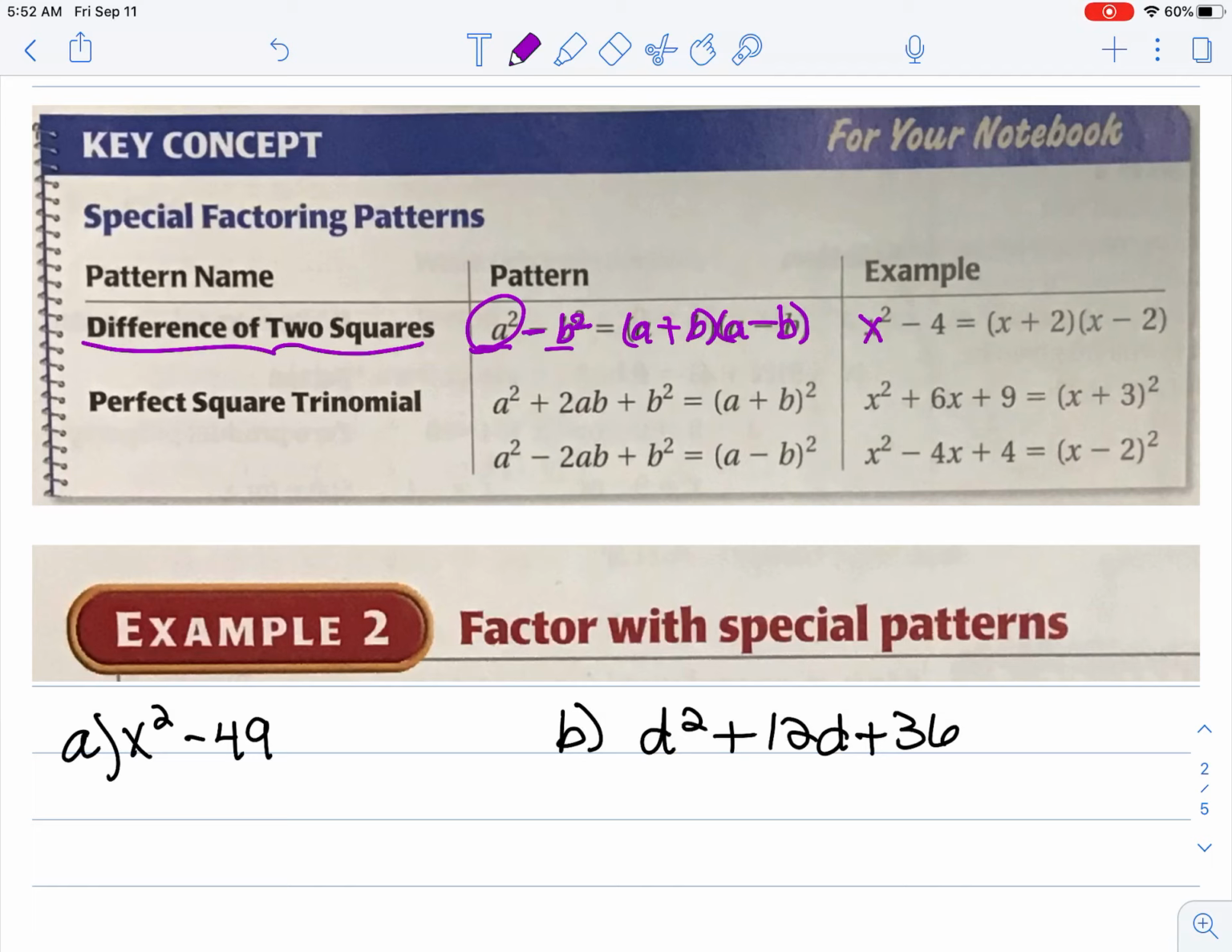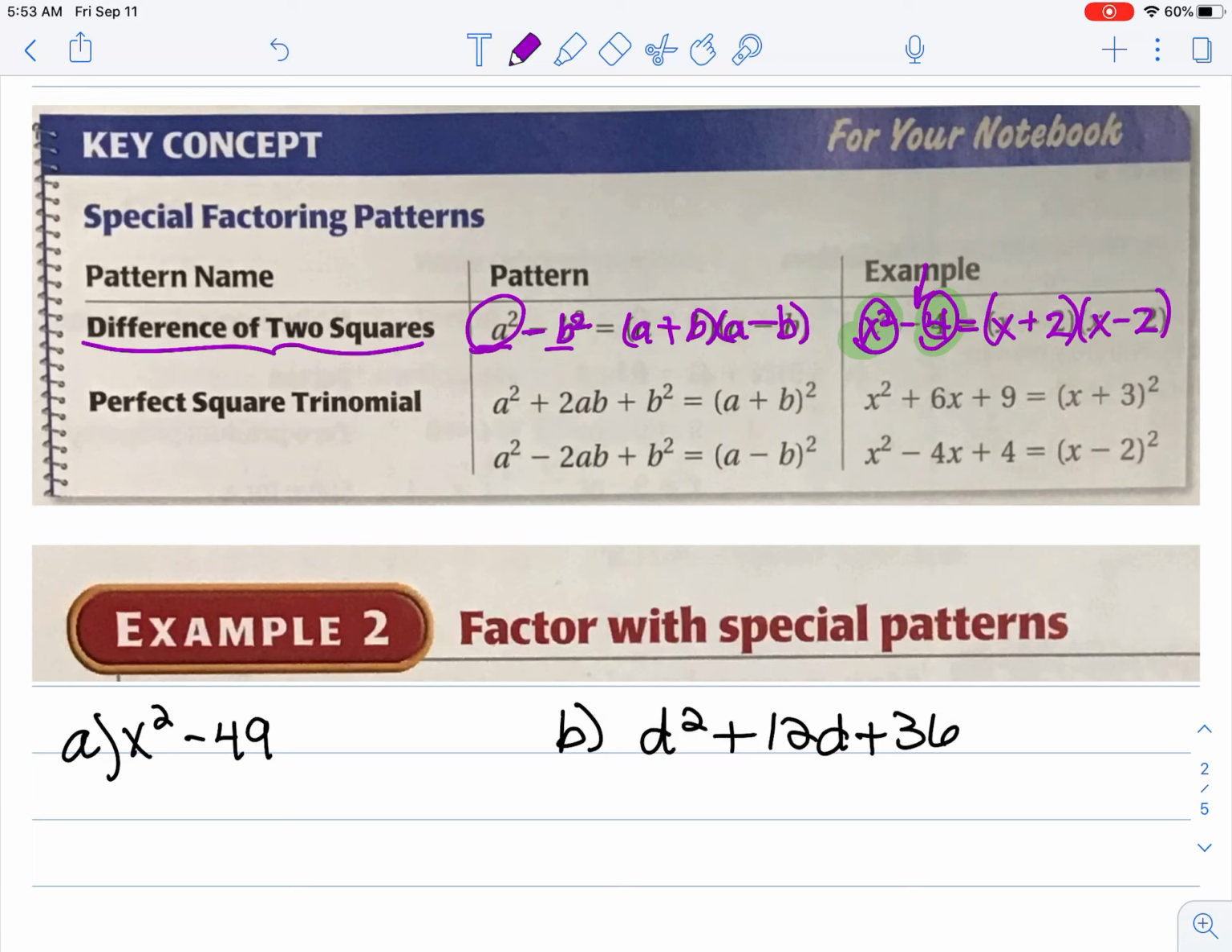So for example, they had x squared minus 4. We saw that there were 2 terms, both squared, and there was a minus in between. So we set up our parentheses. One's a plus, one's a minus. The square root of x squared is x, so we put them first. And the square root of 4 is 2.